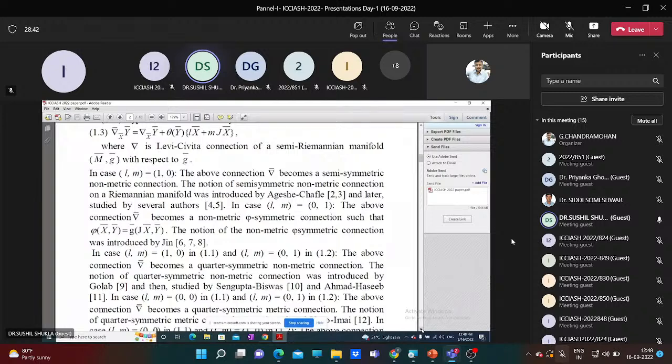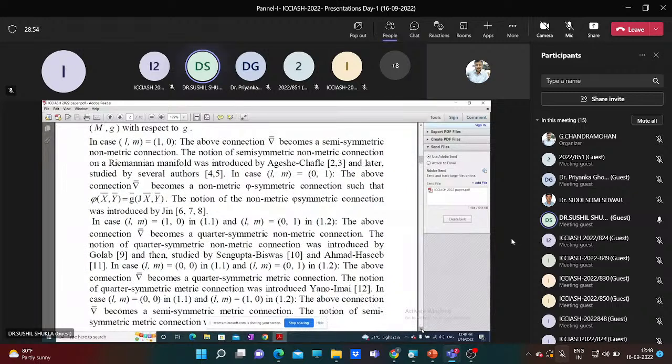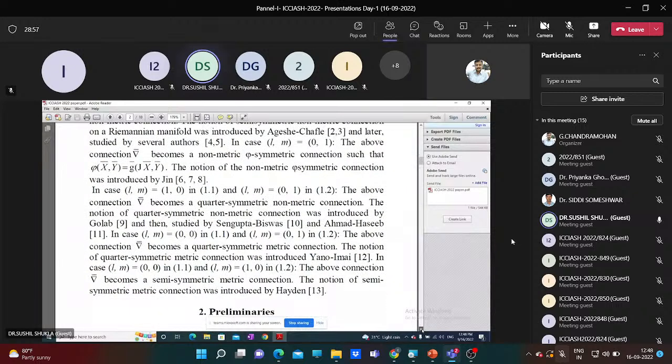In case we take L and M both 0 in the first equation and L equal to 0, M equal to 1 in the second equation, then this connection becomes a quarter-symmetric metric connection. And the quarter-symmetric metric connection was introduced by Yano and Imai.